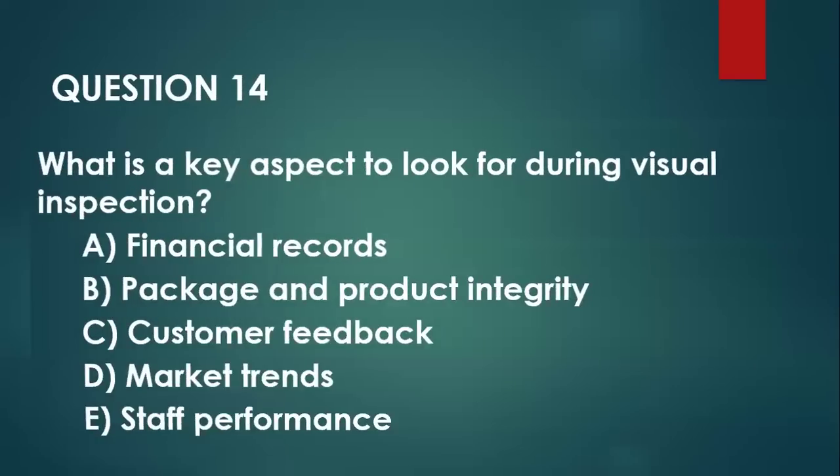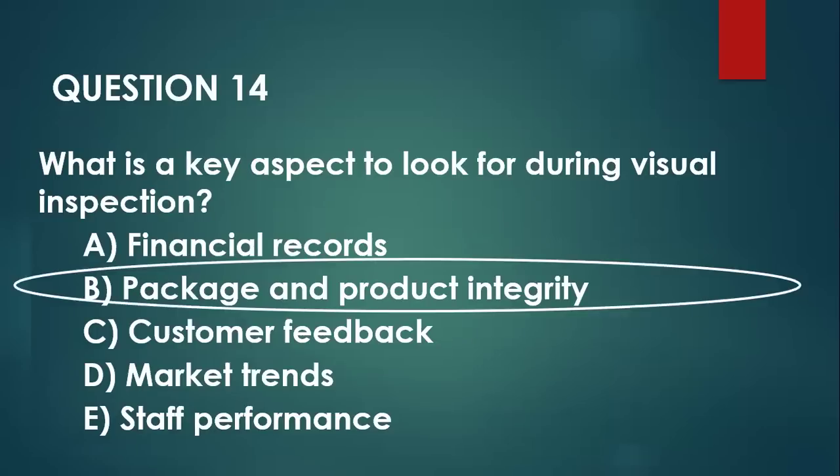So, what is a key aspect to look for during visual inspection? You want to look for both the package and the product integrity. When you talk about the package integrity, you're talking about the cartons, the packs, the packaging. When you talk about the product, you're talking about the kit itself, its expiry date, the components that are supposed to be there. Some kits, like ELISA kits, come with different components.